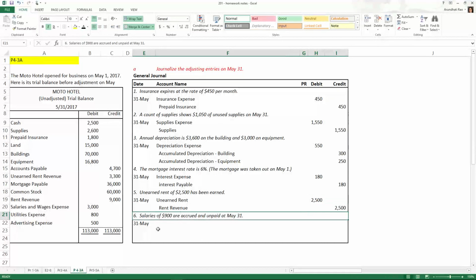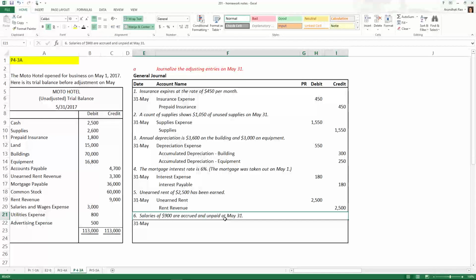The last piece of information is relatively easy. Salaries of $900 are accrued and unpaid at May 31st. What this means is my employees have done the work for me. I got the benefit from their work. I owe them $900. I didn't pay it on May 31st.